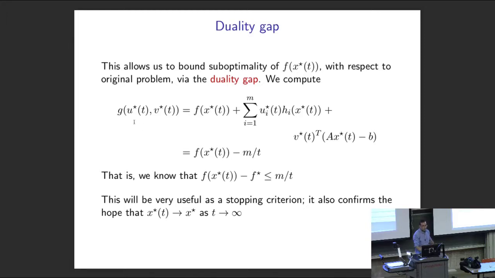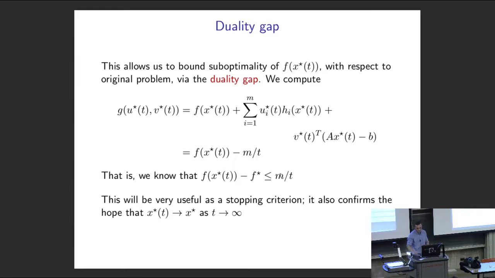So the dual function evaluated at these points u star and v star that we formed is just f of x star of t minus m over t. m's the number of constraints here. And if I take the difference now between the primal, which is f of x star of t, and the dual, I just get m over t. So that is the duality gap. In other words, I know that if I were to solve the central path problem, I've guaranteed now, through duality, that I'm no farther away from optimum than m over t, where m's the number of constraints.